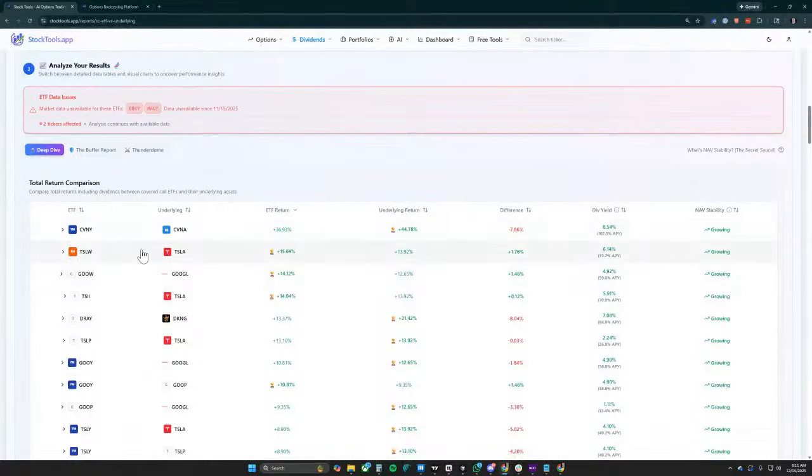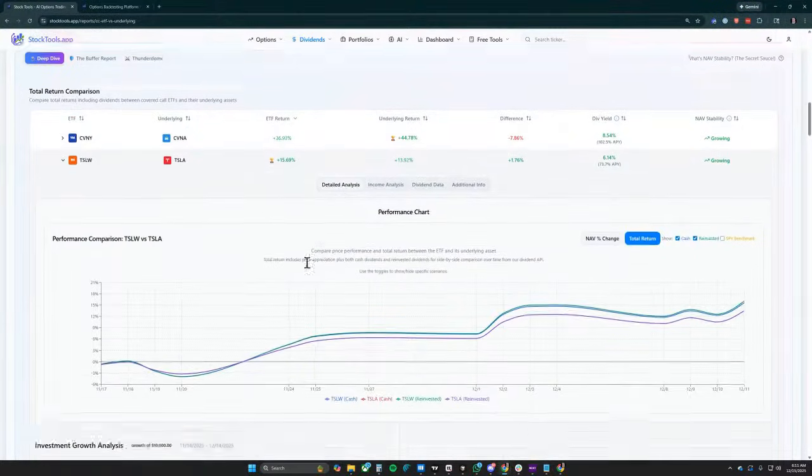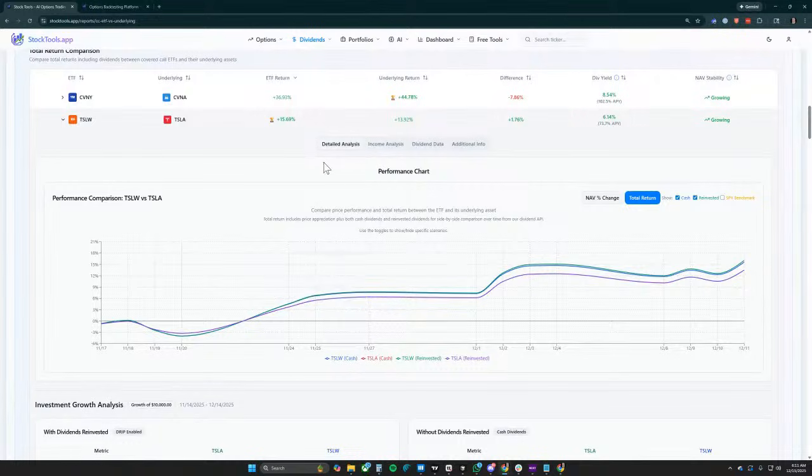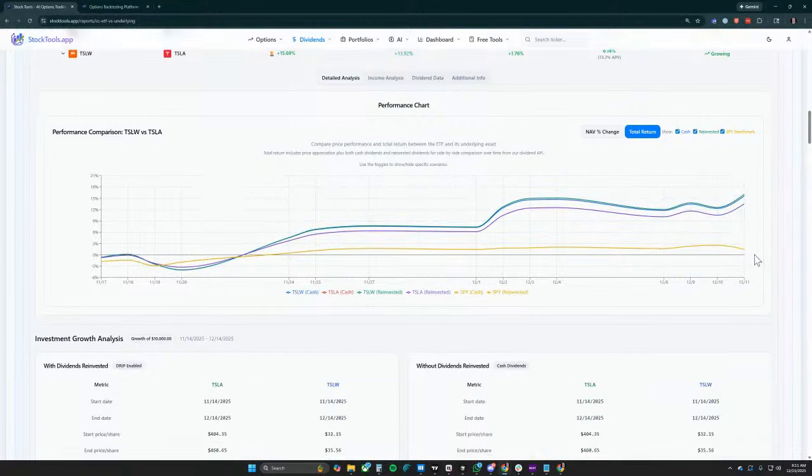And actually what I haven't done is you can click in too, and this is going to expand into a deeper dive, right? And so we have a detailed analysis where we're looking at total return. We can actually add the SPY as a benchmark in there as well. So you can see how much we're outperforming SPY over the same time period.